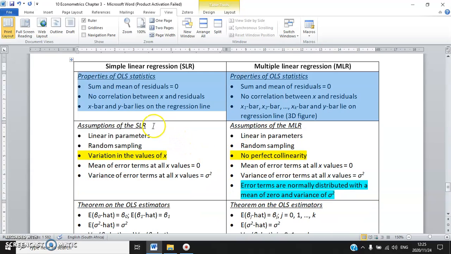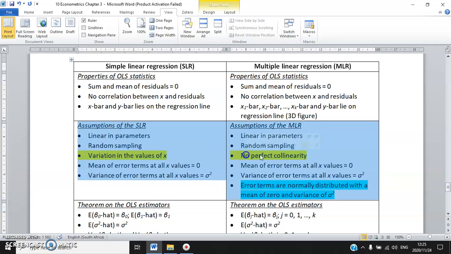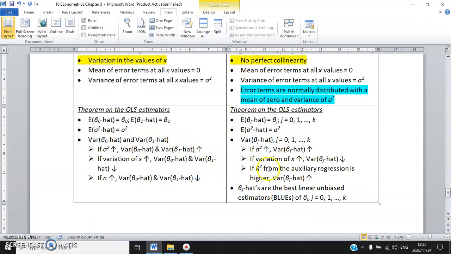Assumptions of the regression model: 5 assumptions for the first one, SLR, and then for MLR, 6 assumptions. You see some changes in the third assumption. And then the sixth assumption is the new assumption about the error terms being normally distributed with mean of 0 and variance sigma squared. This is the sixth or the new assumption in MLR. This I'm going to explain in the next video, or the last video of this chapter, about the factors influencing the variance of the regression parameter.